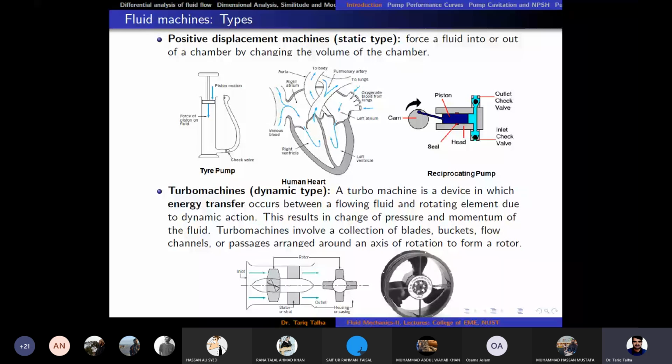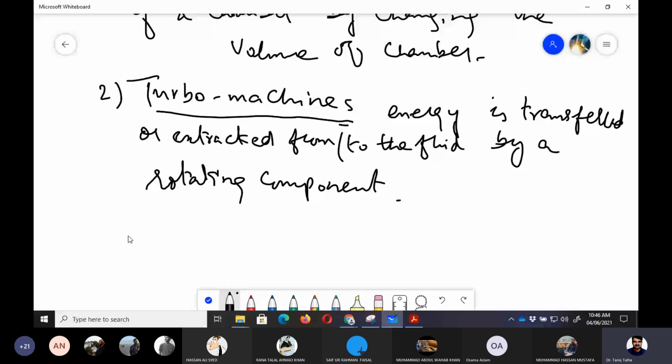So this rotor can have a casing, as in case of the centrifugal pumps, we call it scroll, or it can be open like a ceiling fan. So there is no casing on a ceiling fan. It is kind of open flow outside that fan, right? So now, if we talk about the turbo machine types in terms of work done, we all know that there are two types. One is pumps.